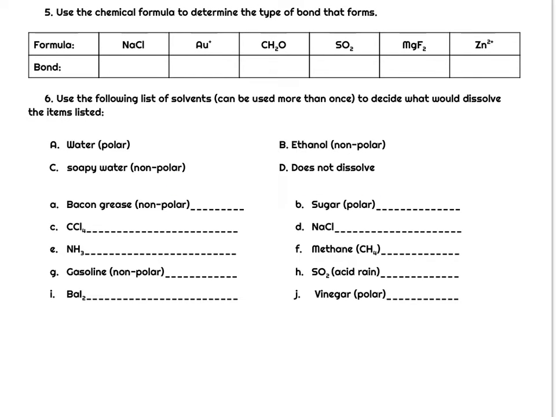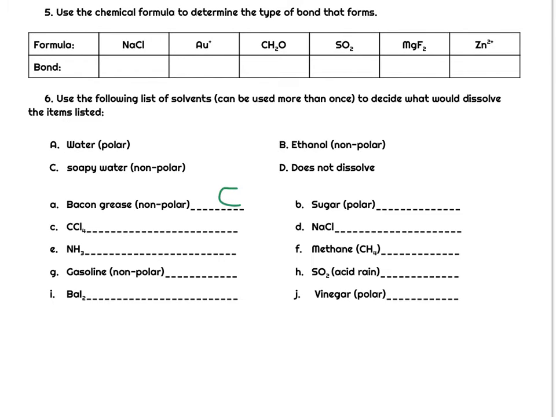So for example, if we're going through this, we'd use our notes on solubility, and you look and see, okay, the first one's bacon grease, and it says that it's nonpolar. Well, what do you use to dissolve bacon grease? Well, you use probably C, soapy water.